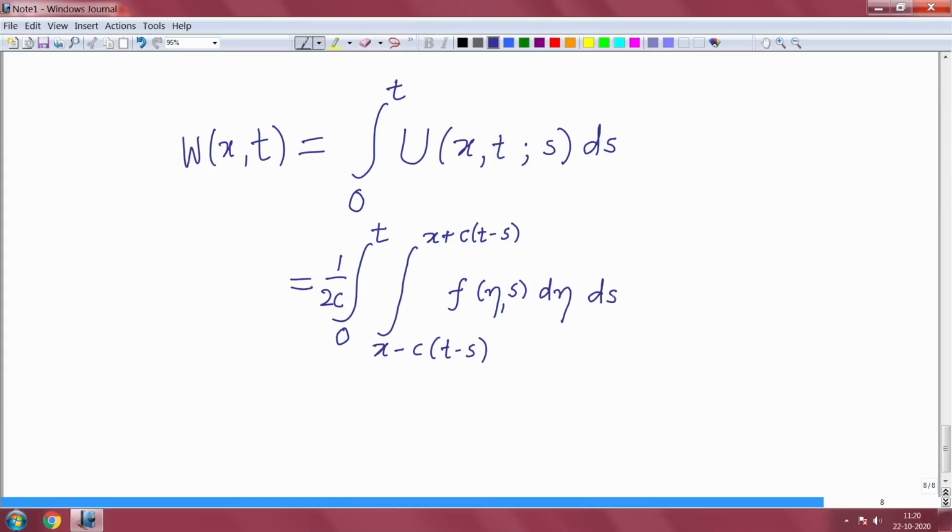So, it is the double integral, as you can easily verify. So, this is nothing but double integration over the characteristic triangle. So, let me write that what that is. I will just show you that.